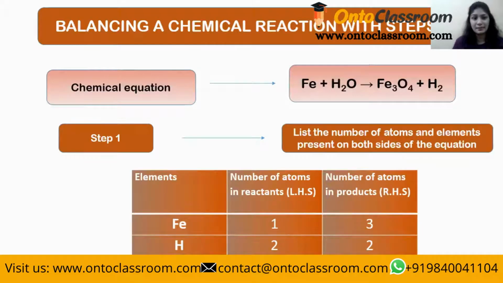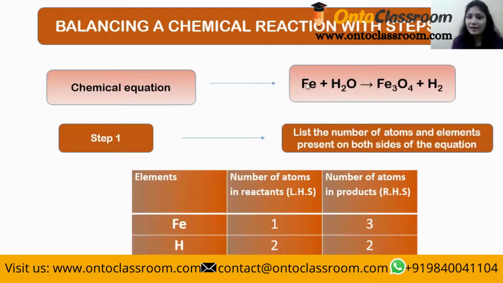Let's see how to balance the chemical equation. Here, I have put an example of iron, that is Fe, when reacted with H2O, that is water, gives you Fe3O4 plus H2. Now, first step, always the first step is you have to check whether the equation is balanced or not. So as I told you, you have to make 3 columns: elements, number of atoms in reactants, and number of atoms in products. You write Fe, hydrogen, oxygen, because these are the only 3 elements present in this reaction.